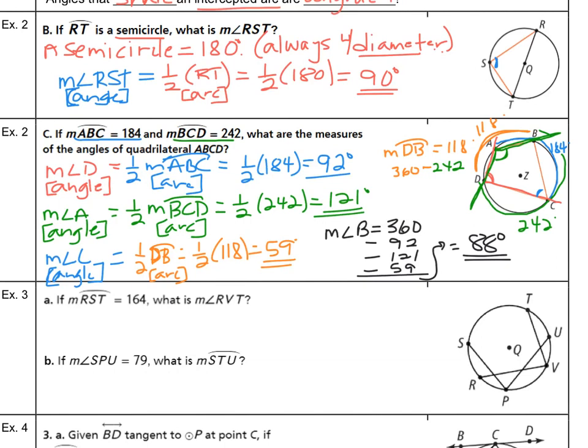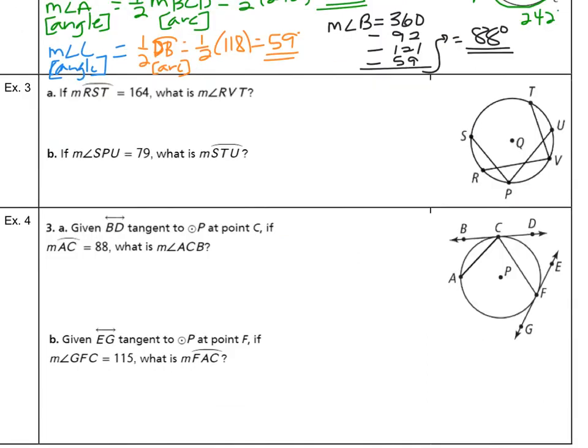All right, moving right along, I think we have just one more example. Example 3 will be the last example in this video. It says, if the measure of arc RST is 164, what is the measure of angle RVT? Well, let's first start with identifying our arc measure. From R to S to T, let's go all the way around like so. That's 164 degrees. It says, what is the measure of angle RVT? So if I go from R over to V up to T, that's our inscribed angle.